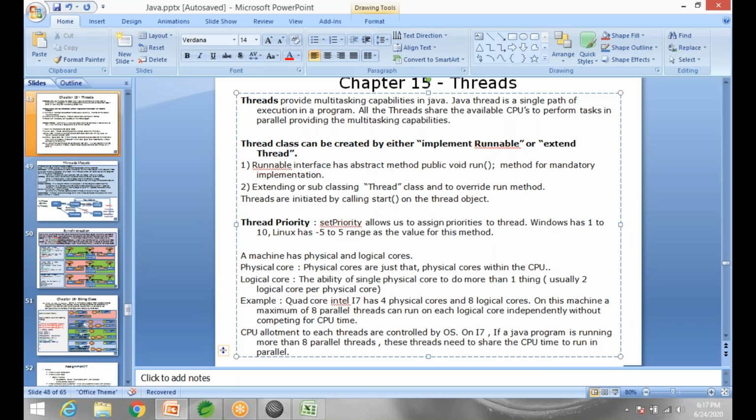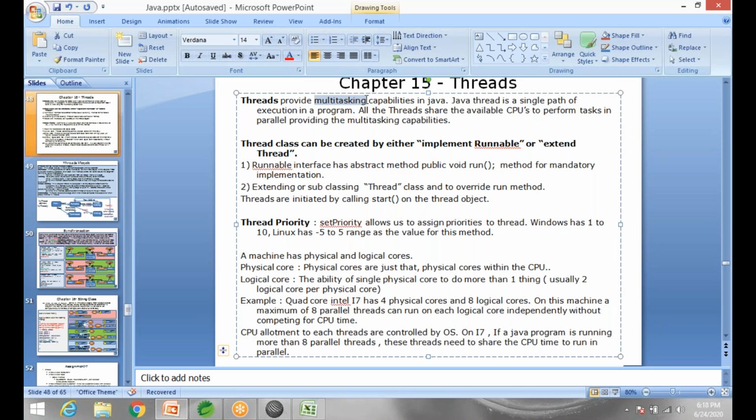All right, so let's learn threads today. Thread provides multitasking capabilities in Java. A Java thread is a single path of execution in a program. All the threads share the available CPUs to perform the task in parallel, providing multitasking capabilities.